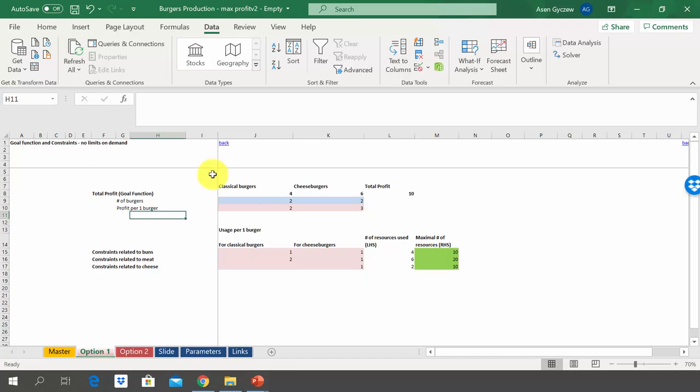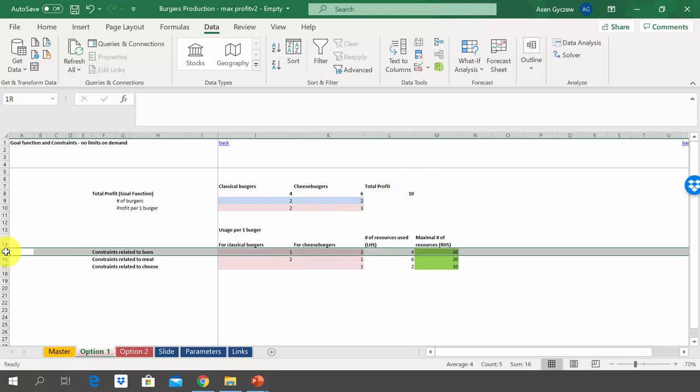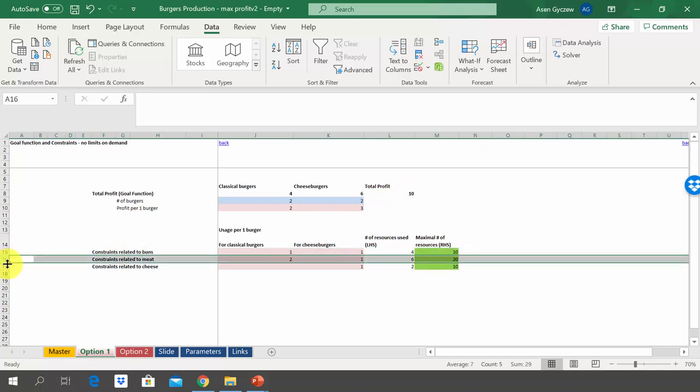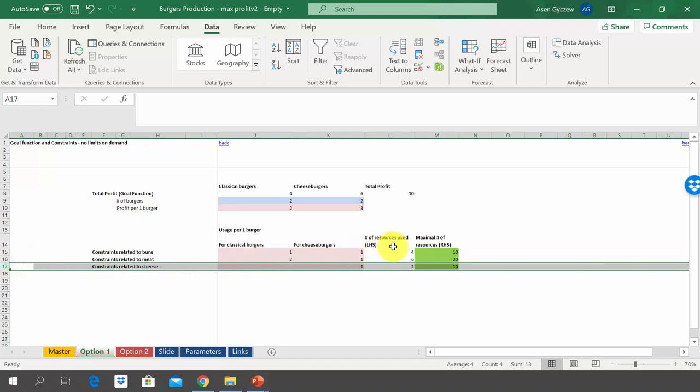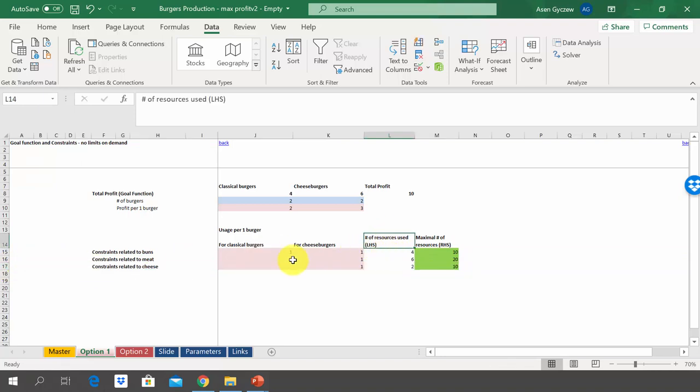Just as a reminder, in the previous lecture, we have defined the goal function, which we have here. This shows us our profit that we want to maximize. And then we have defined the constraints in the row 15 for the buns, 16 the meat, and in 17 for the cheese. As you might remember, equations related to constraints had two sides, so left-hand side and right-hand side. The left-hand side is in column L, and in the column M, we've got the right-hand side of these equations.